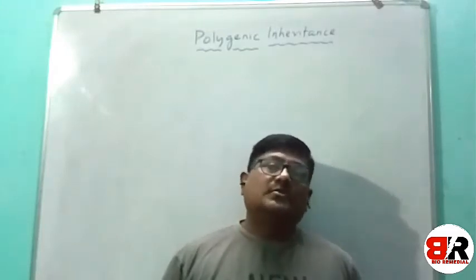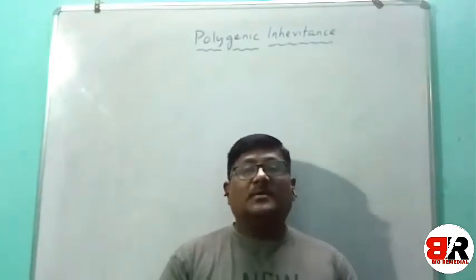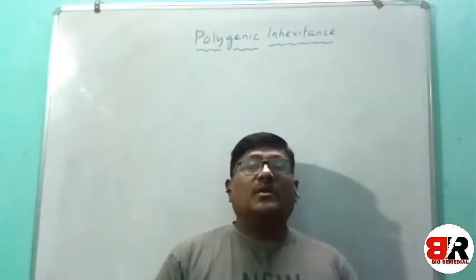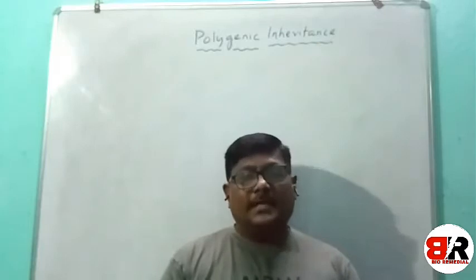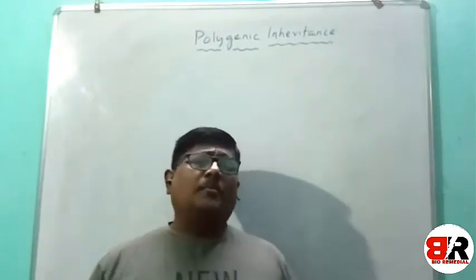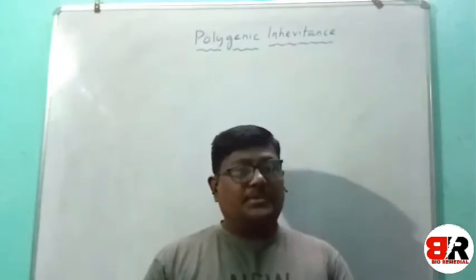Students, we have already discussed many laws of Mendel. We have also discussed some deviations of Mendelism, and today we are here to discuss one more deviation of Mendel's principles, polygenic inheritance. Students, this is opposite to pleiotropy. In the last class we have already discussed pleiotropy.